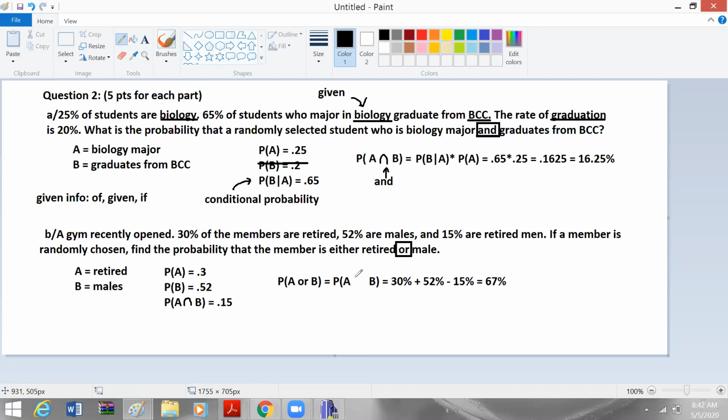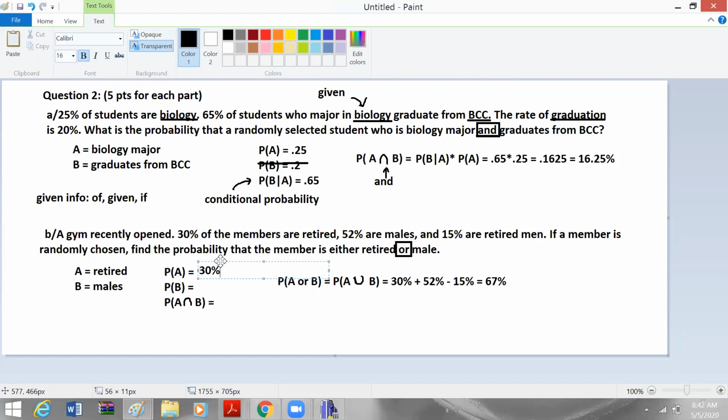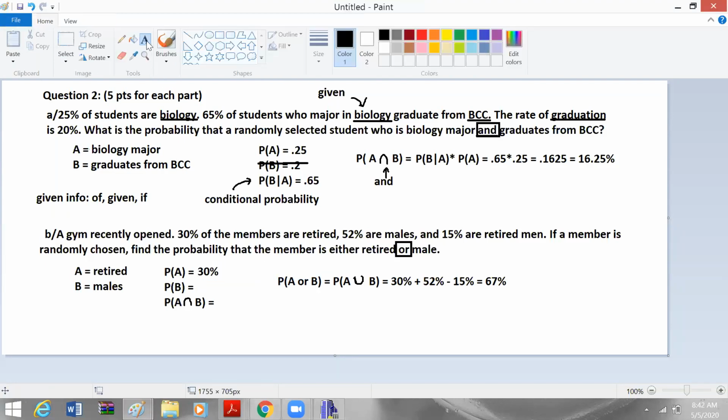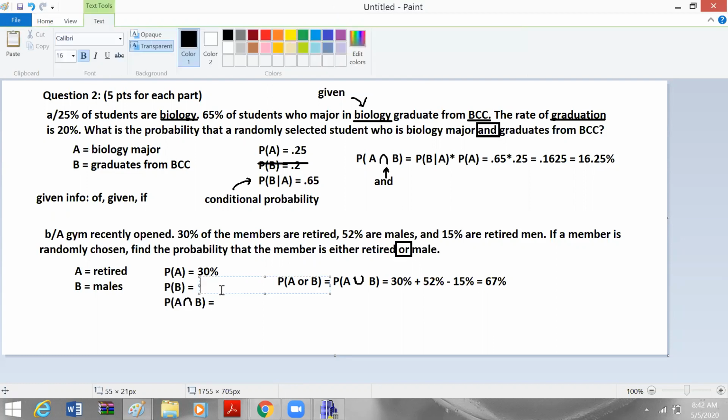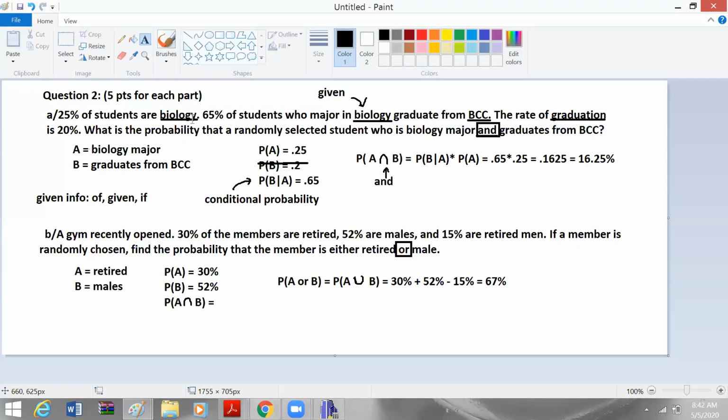Or we're going to put them down as this letter. Okay, or. Remember, part B is always asking us to do the or. Again, we don't have to convert to the decimal number. I just do too much work for that. So all we need to do, the probability of A is 30%, I just write 30%. The probability of B is 52%, so I just write 52%. The probability of A and B, that would be 15%, so I just write 15%.